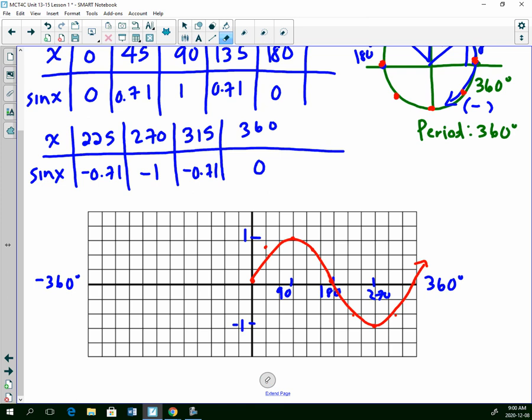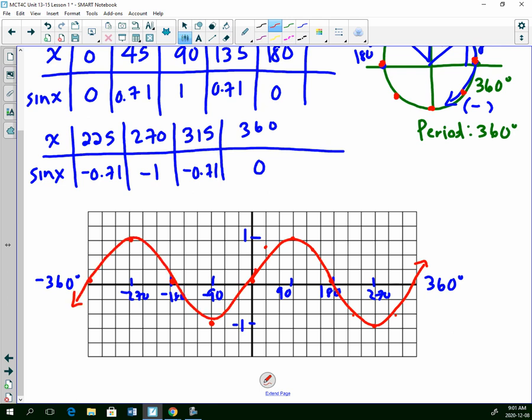If I did the left side, if I just did it with negative numbers, I would get just a continuation of the graph. So I'm not going to do the table, but you'll find that at negative 90, it's down to negative 1. At negative 180, it would be back to 0. At negative 270, it'd be up to 1, and then back to 0.